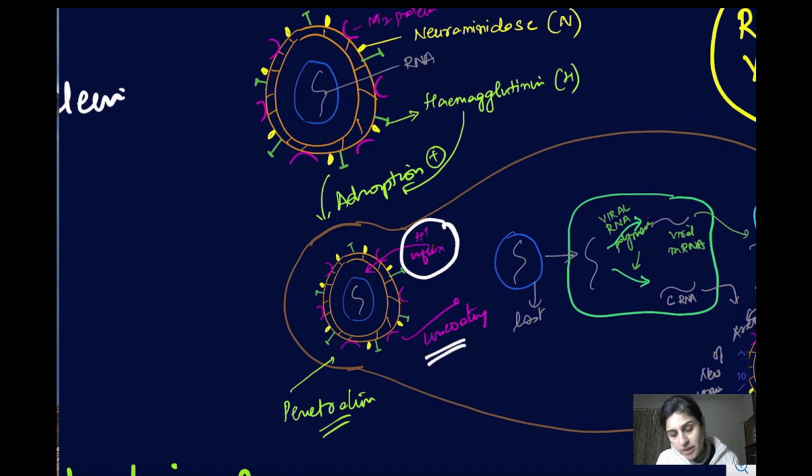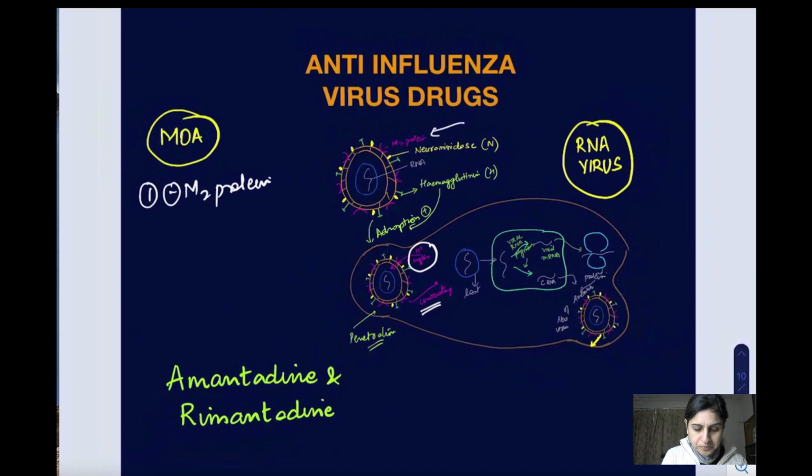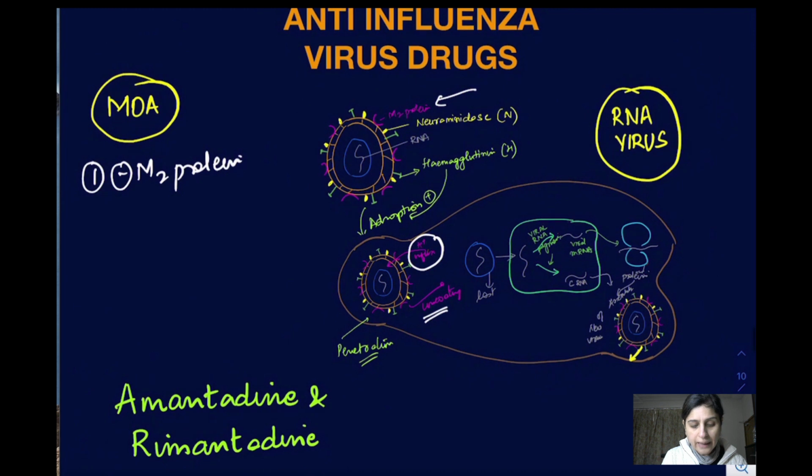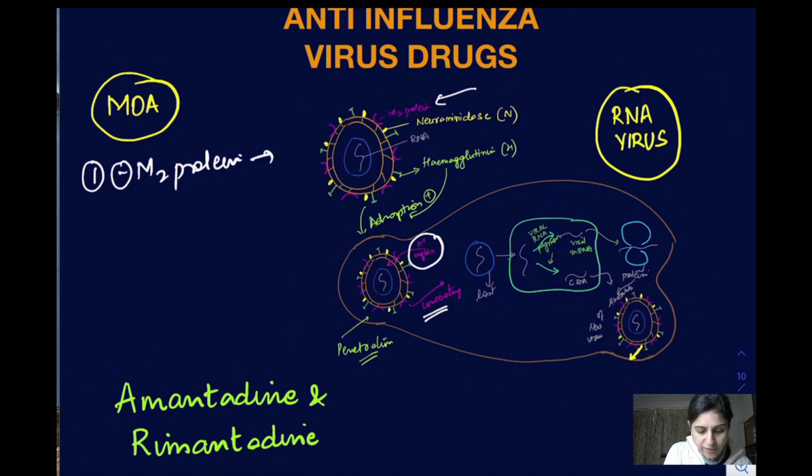And when uncoating happens, the outer coat is lost. Then it goes into the next phase of losing its capsid and then entering into the nucleus of the host cell and multiplying. So if this uncoating is prevented, the replication does not occur. Here it inhibits the M2 proteins and therefore there will be no uncoating, and it will prevent any kind of viral multiplication.